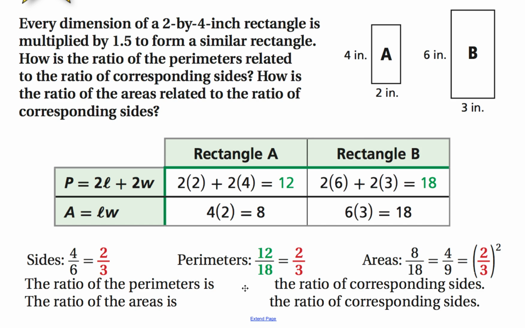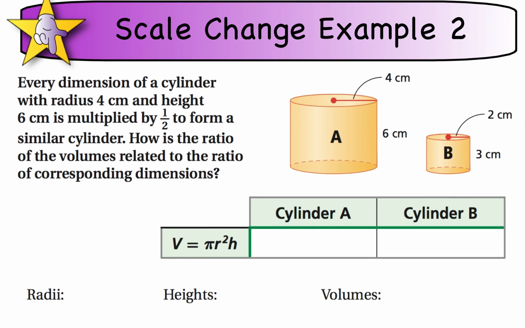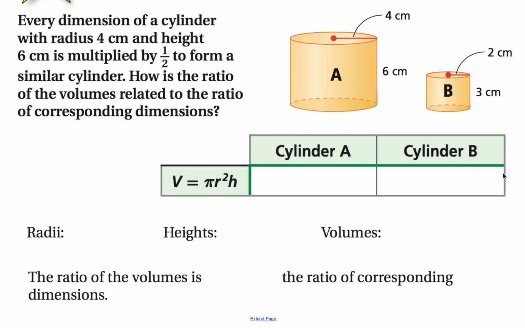So the ratio of the perimeters is equal to the ratio of the corresponding sides, and the ratio of the areas is the square of the ratio of the corresponding sides. Kind of interesting. All right, well, let's take a look at a 3-dimensional figure. That was a 2-dimensional rectangle. What happens if we have something like a cylinder?